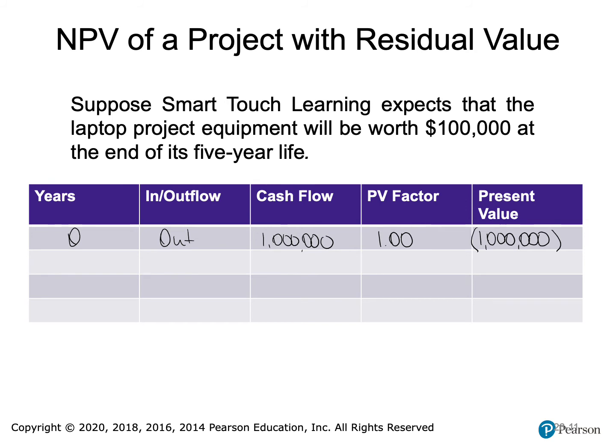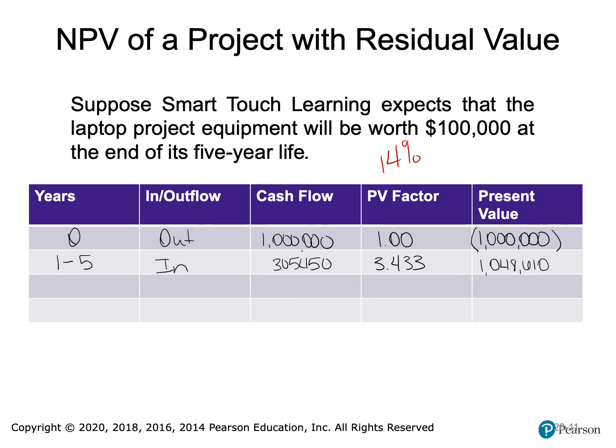So this is the laptop project. This is the one that has the same cash flow every year. So every year, years 1 through 5, I'm going to have an inflow of $305,450. I'm going to look up 14% in my annuity table in 5 years, and I get a factor of 3.433. And I multiply that out, and I get 1,048,610. But now I have to deal with that residual value.